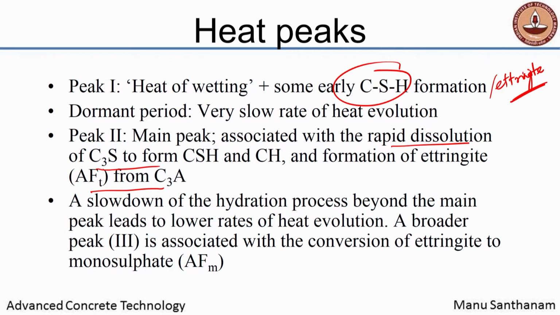So, that is the primary peak that we are concerned with, that dictates the rate at which your strength evolution is taking place. Okay. And then later you may see a peak which relates to the conversion of your ettringite, or rich sulfate phase, to monosulfate or low sulfate phase. Okay. So, I will talk about these reactions in more detail. So, this is basically the description of what you are actually observing in the rate of heat evolution pattern.